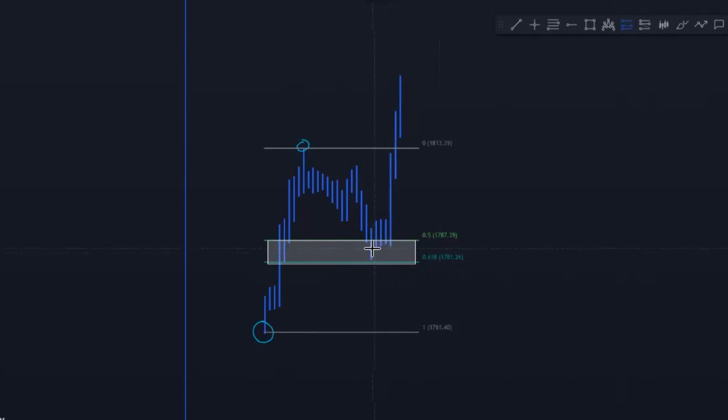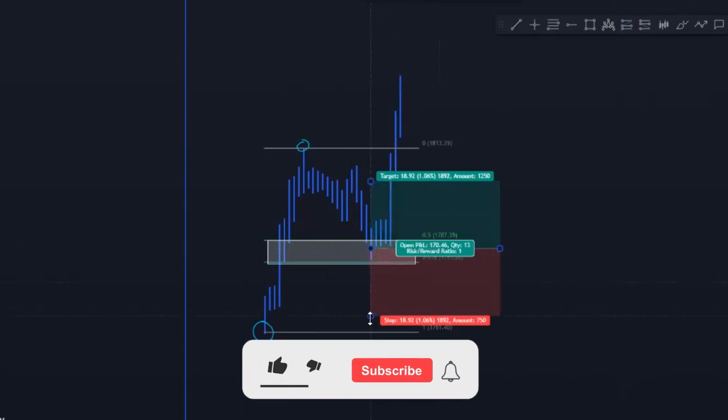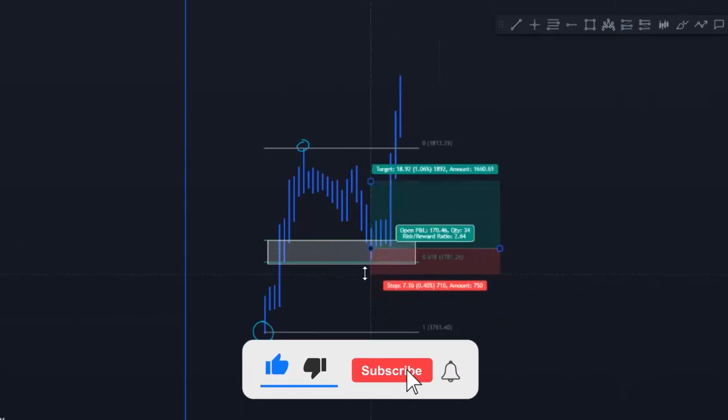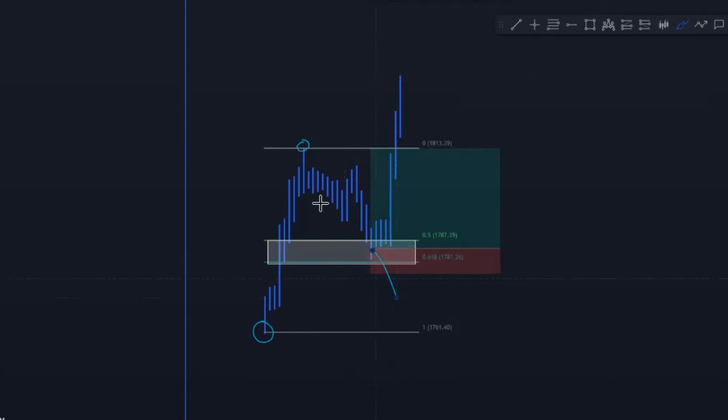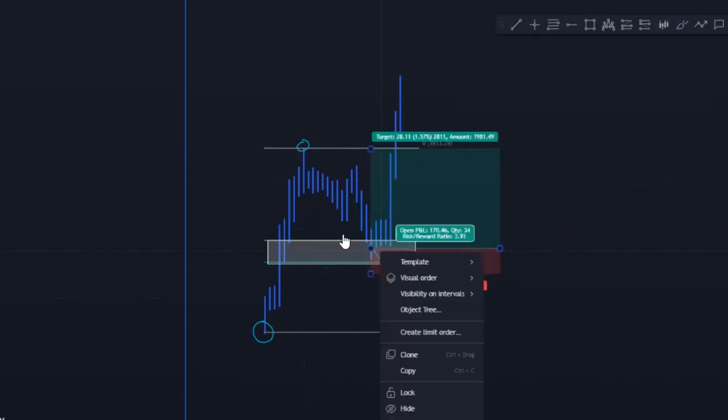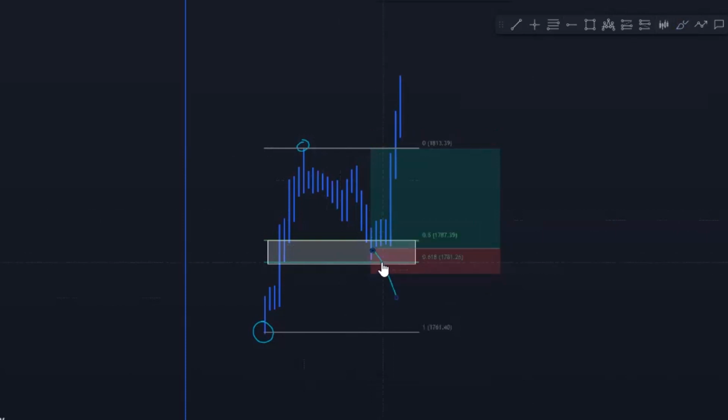So how we execute our trades is here, when we see those rejections, our stop loss becomes just below our 61.8. Because if it breaks below here, this means that this whole move is no longer a retracement, but a reversal. So we are not expecting price to break below our 0.618. If it breaks below here, this is no longer a retracement, but a reversal. We are now looking for sells.